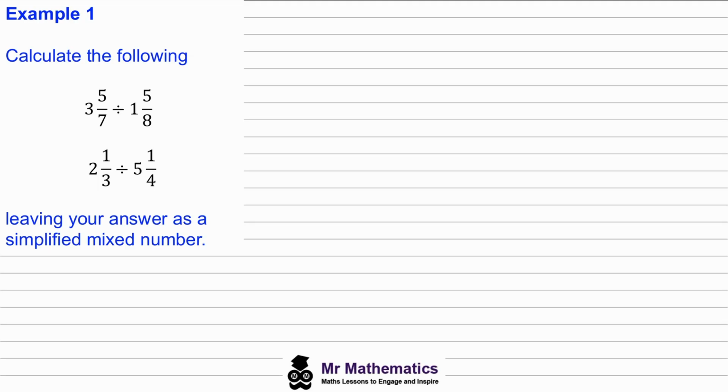So if we begin with example 1, we need to divide 3 5/7 by 1 5/8. So when we divide with mixed numbers, we need to convert each of these to a top-heavy fraction. Now we know this 3 can be written as 21/7. So as a top-heavy fraction, we can add the 21 and the 5, so we'll have 26/7. And the 1, we know we can write as 8/8. So we'll have the 8/8 plus the 5/8. We're dividing this by 13/8.